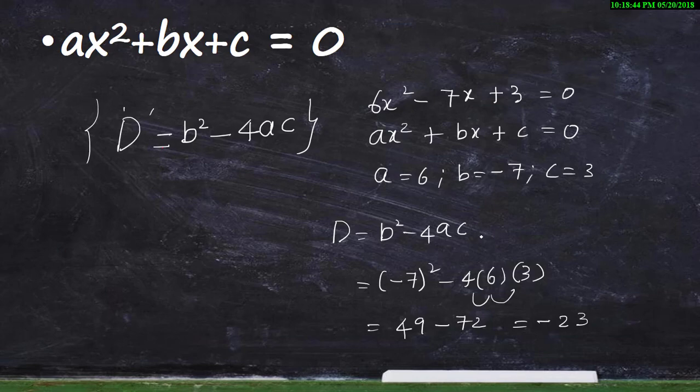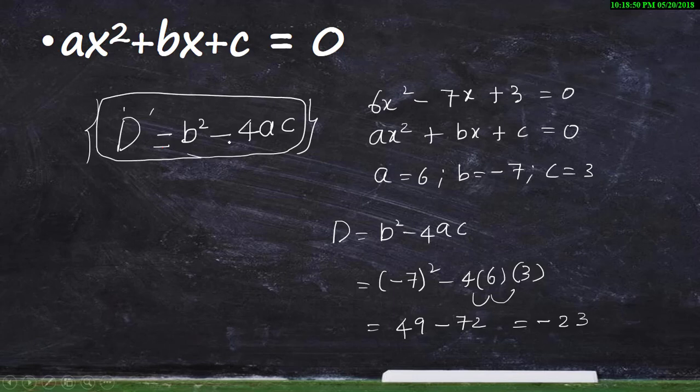Discriminant means b square minus 4ac. For any given quadratic equation, we can find the discriminant. For any equation we can find the D value, b square minus 4ac. We just need to compare with the general format and write the a value, b value, c value clearly, and we should not confuse between plus and minus.